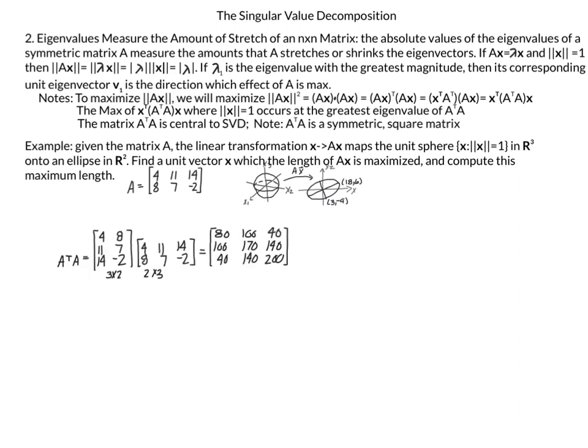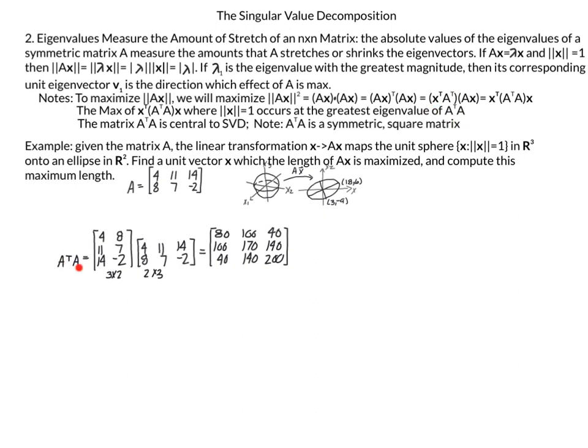So looking at my notes, the length of Ax is maximized at the greatest eigenvalue of A transpose A. So I need to find the eigenvalues of A transpose A.